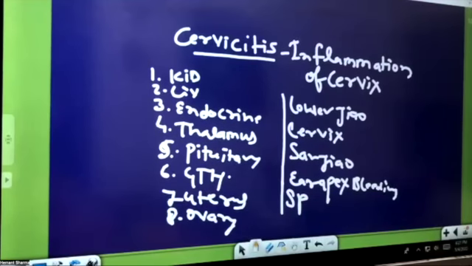So then you have to just add the exciting point, and the period will start. And yesterday we discussed the treatment of heavy bleeding.